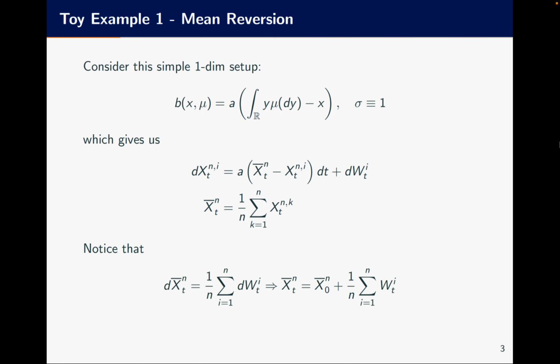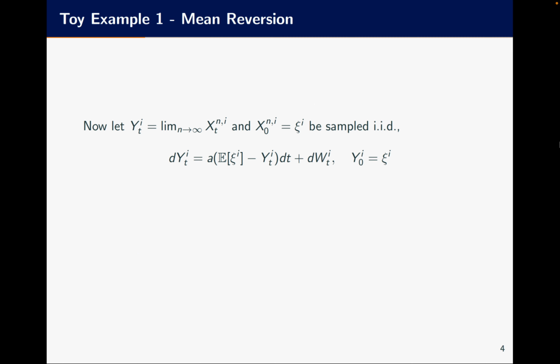The movement of the empirical average is simply an average of the n independent Brownian motions. Notice that as we take n to infinity, we see that the diffusion term tends to 0 due to the law of large numbers, which means that our average doesn't move. Now, let y sub t of i be the limit as n tends to infinity of x sub t of i.